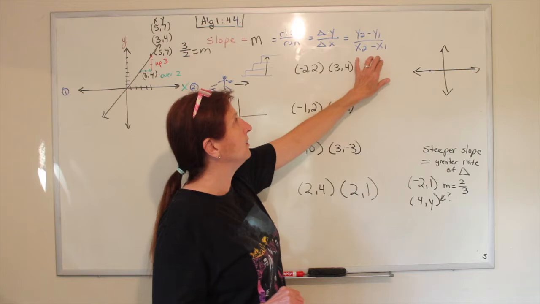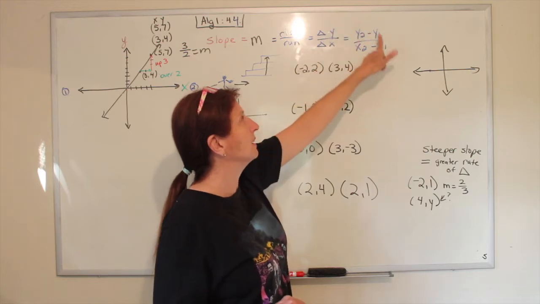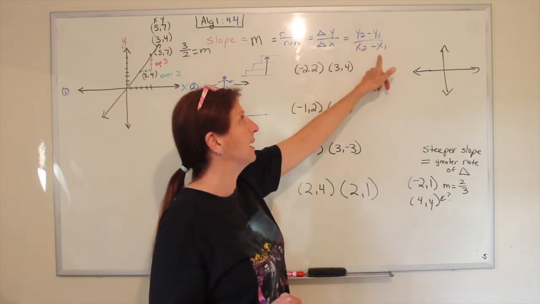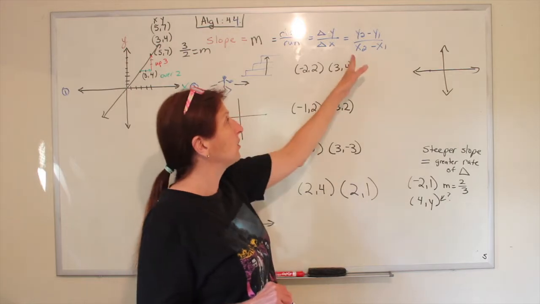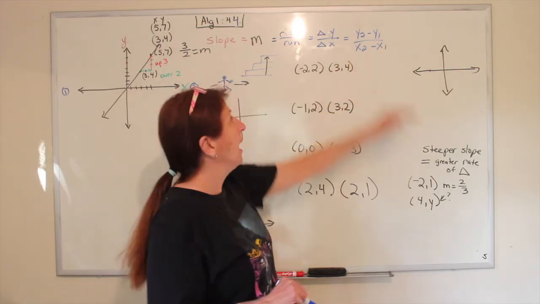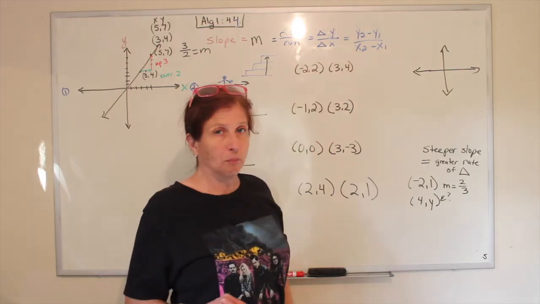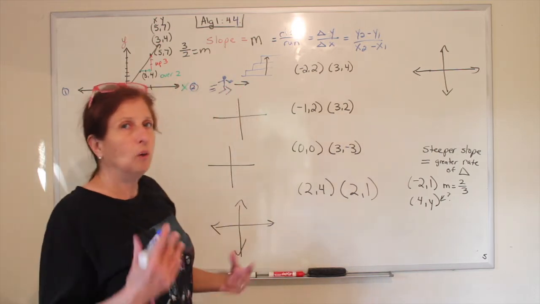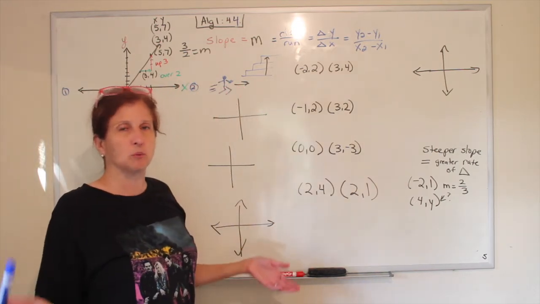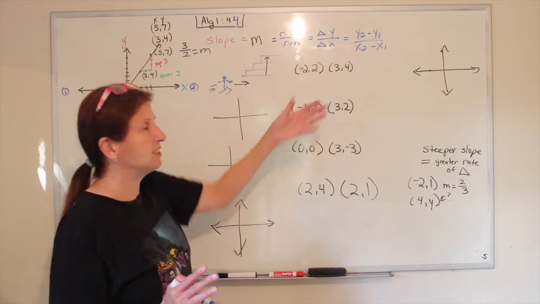Or another way to do it is it's y2 minus y1 over x2 minus x1. 2's come first, 1's come later. Y's go on top, x's go on bottom. Now, what does that mean? How do you know what's x1 and x2?